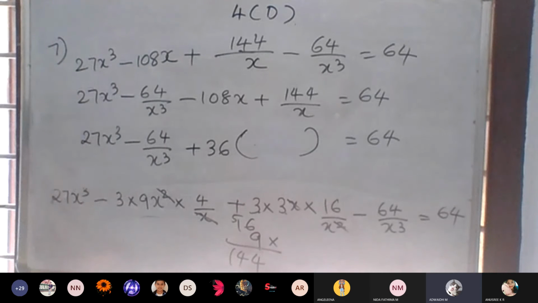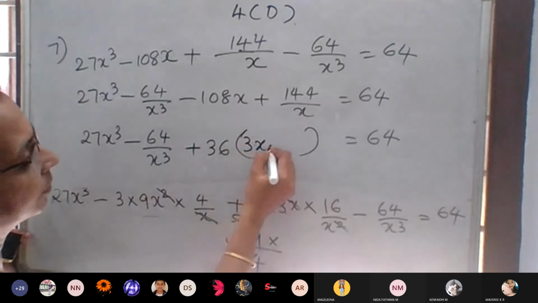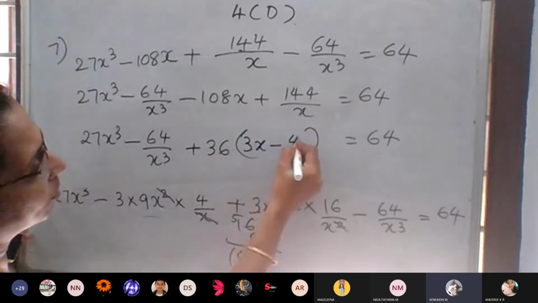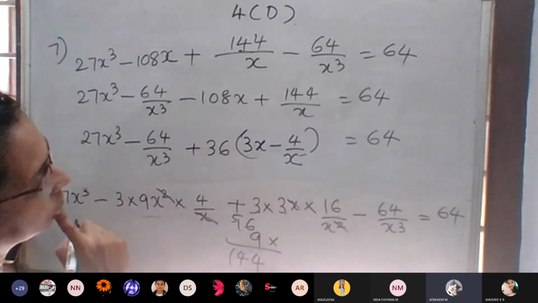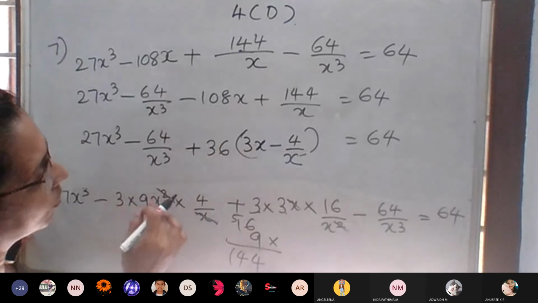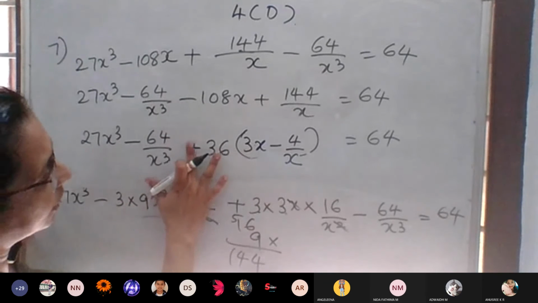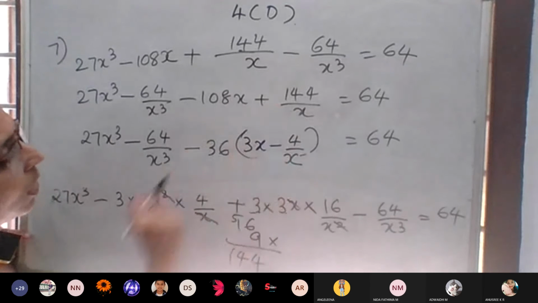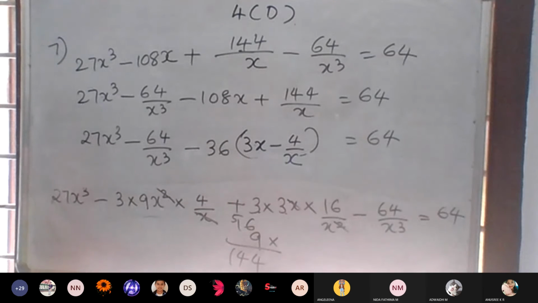3x minus 4 by x, 36. Is it correct? Positive into negative. We want the negative, no? Negative 36. Okay. Negative into positive, negative; negative into negative, positive. Now it's okay. Instead of 3x minus 4 by x, we can substitute that value. It is there in the question, no? That we can substitute. That value is what?